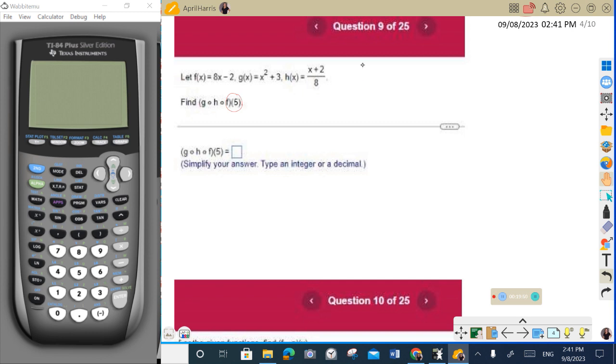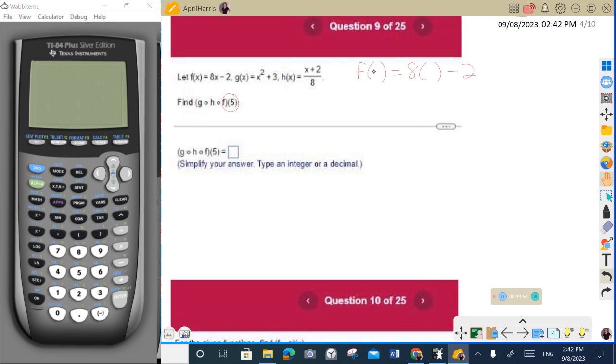So instead of f of x, though, everywhere there's an x in that equation, we're going to put parentheses. And instead of x, we're going to put 5. Oops. Do it every time. So I got 5 right there, 5 right there. And so the f of 5 is going to be 8 times 5, which is 40, minus 2. I'm going to get 38. So the f of 5 is 38. So that means over here I'm left with g of h of 38.